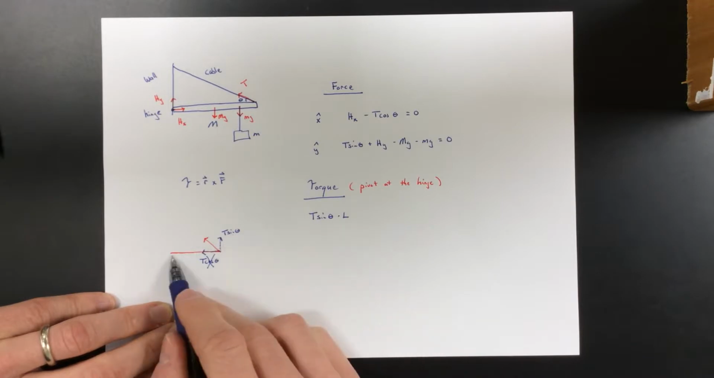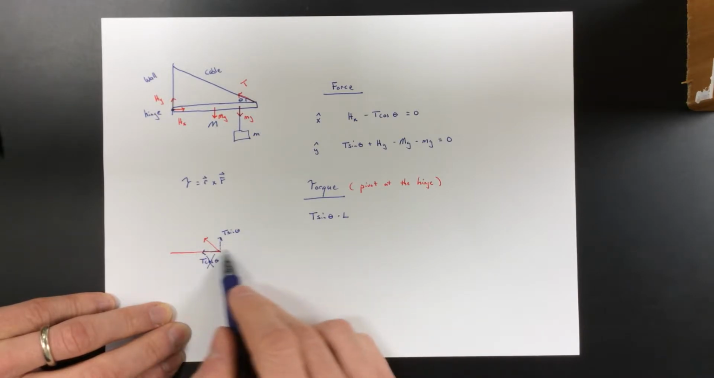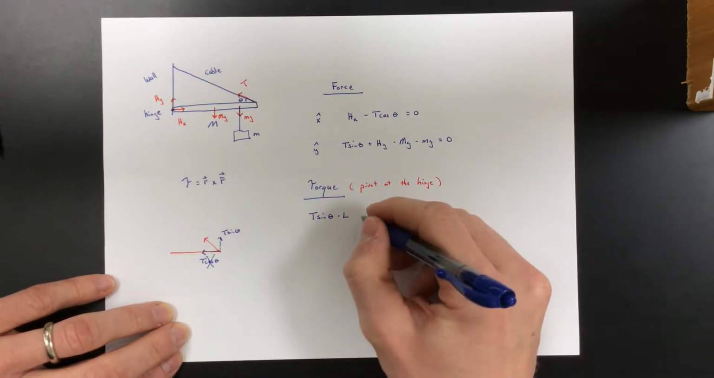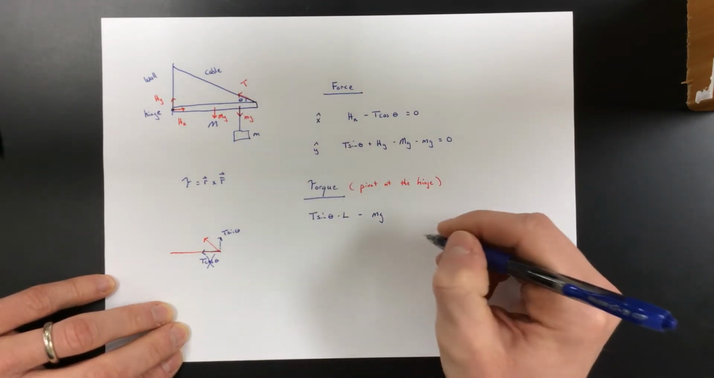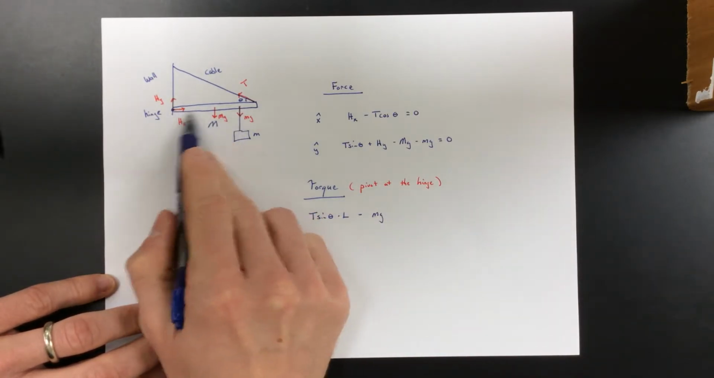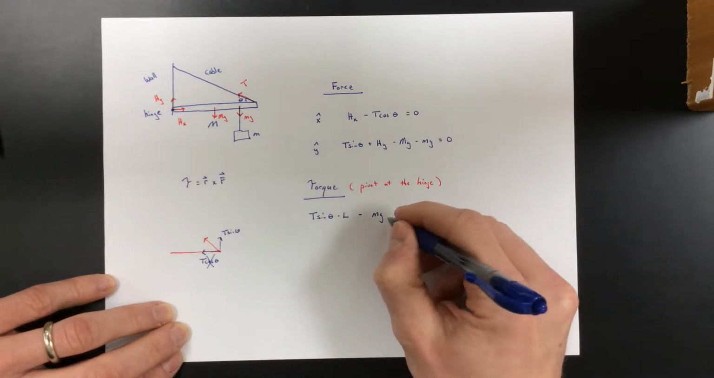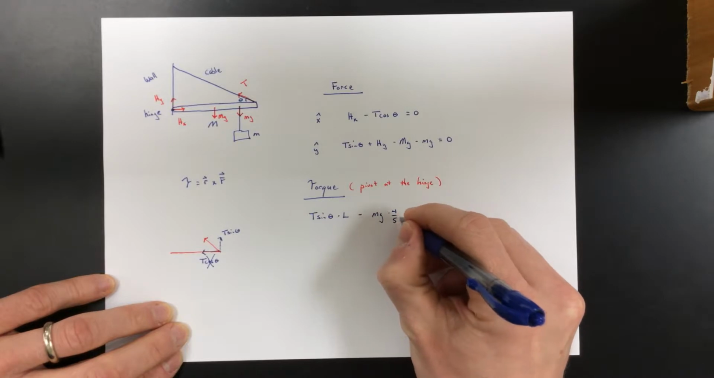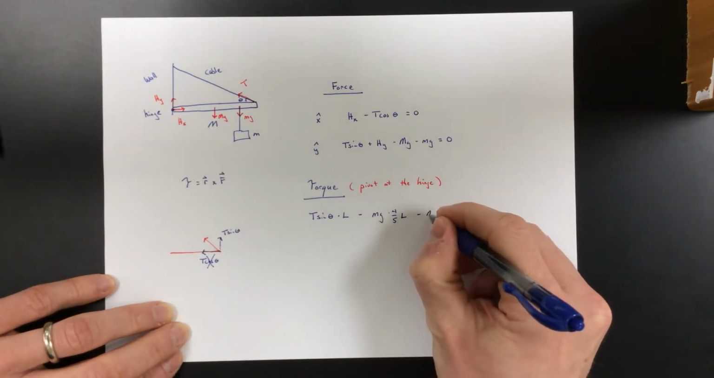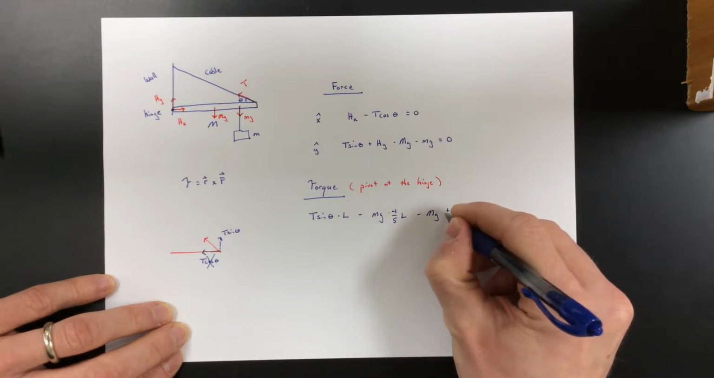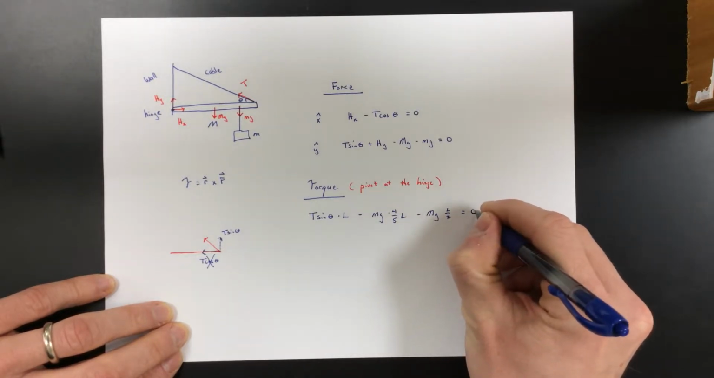It's just T sine theta times the lever arm of L, and that would cause a counterclockwise torque. And the two things that it's fighting against are little mg times its distance. Let's say this distance is, I don't know, 4/5 L. It looks something like that. That would have to be given to you in the problem. And then the board itself, capital MG, is at a distance L over 2. And that has to equal 0.